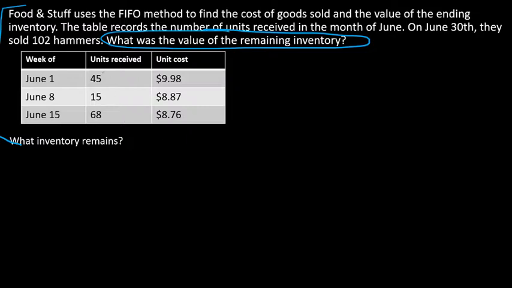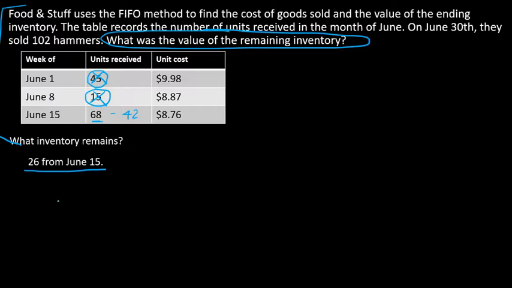We already figured out in the last example that I sold all 45 from June 1st. I sold all 15 from June 8th. And I sold 42 from June 15th. So the only stuff I have remaining in stock is a couple of hammers from June 15th. 68 minus 42 gives us 26. So the only inventory remaining is 26 hammers from June 15th.